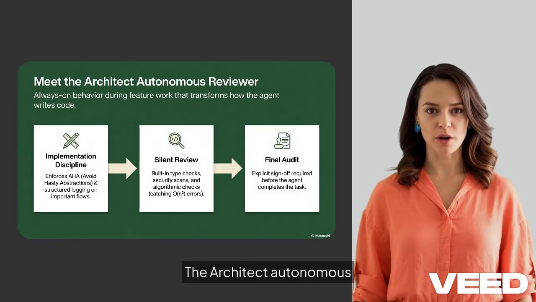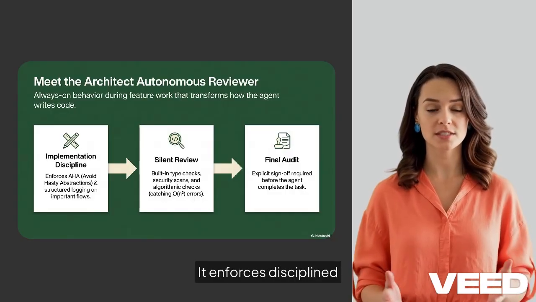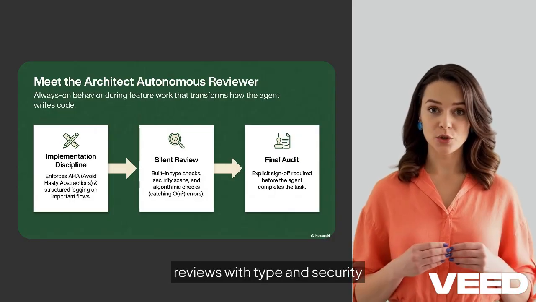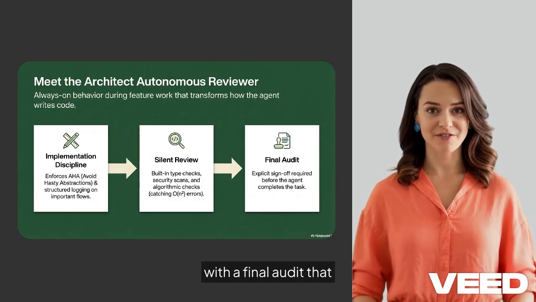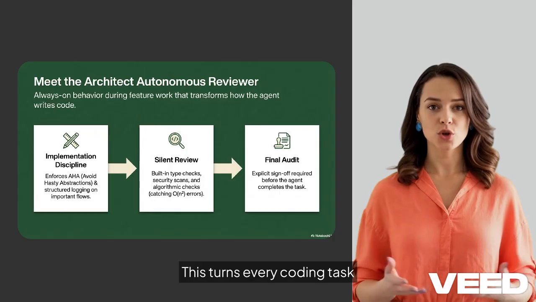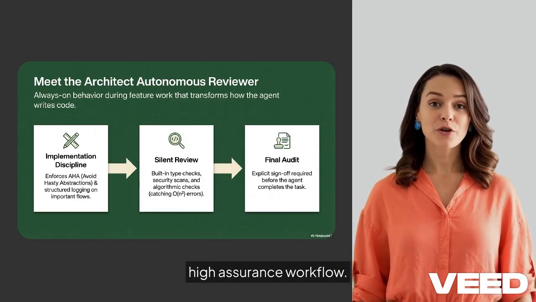The Architect Autonomous Reviewer runs continuously during feature work. It enforces disciplined implementation, performs silent reviews with type and security checks, and finishes with a final audit that requires explicit sign-off. This turns every coding task into a structured, high-assurance workflow.